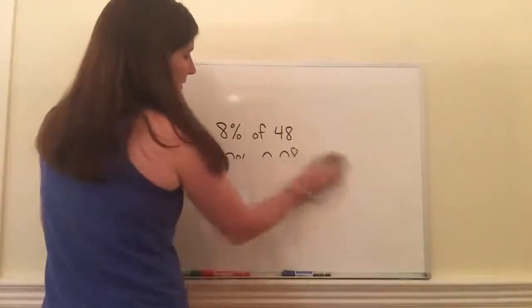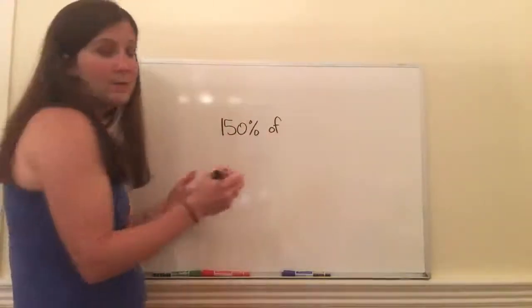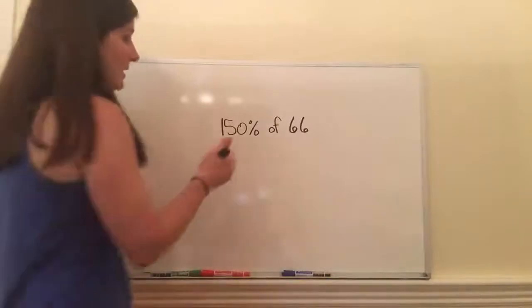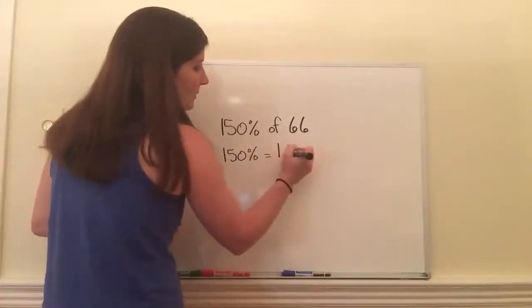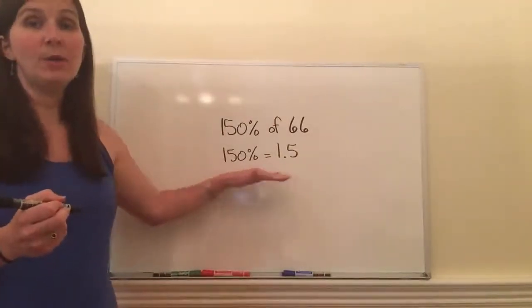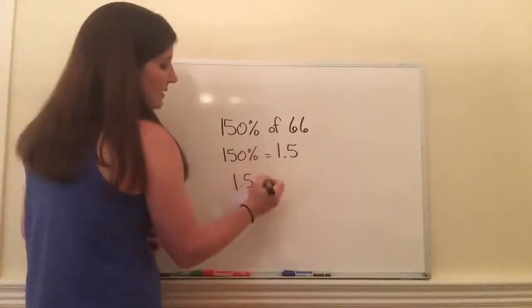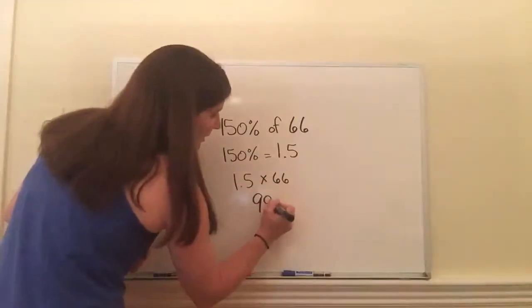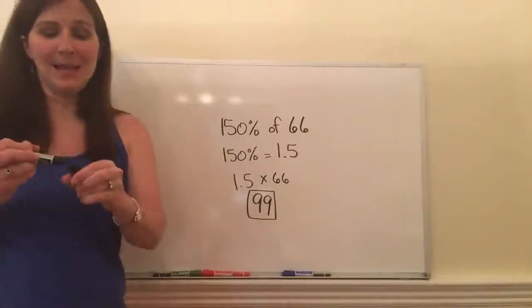And my next one. On this one, they're giving me a percentage that's greater than 100. So they give me 150% of 66. Once again, first step, change my percent into a decimal. 150% is the same thing as 1.5 because 150 divided by 100 equals 1 and 5/10. So I need to put that decimal 1.5 times 66. And when you put that into your calculator, you get the answer 99. So 150% of 66 is 99.